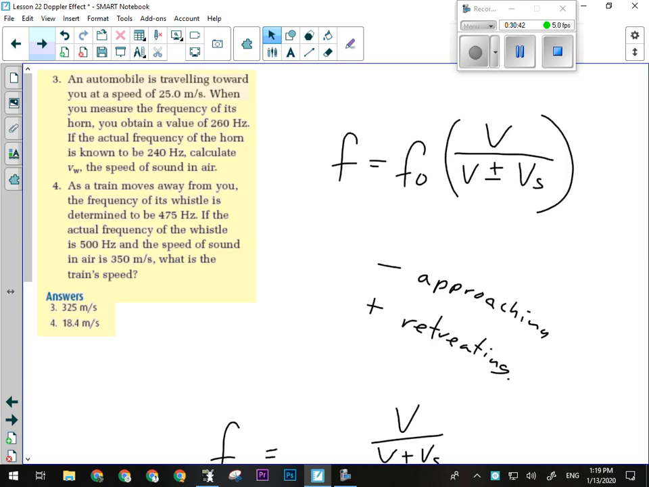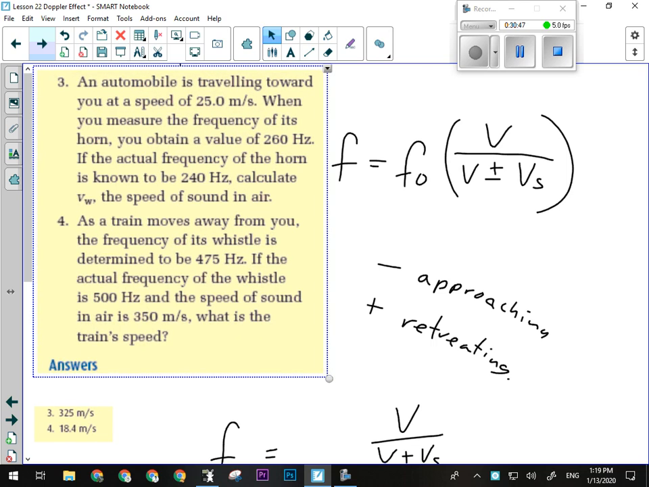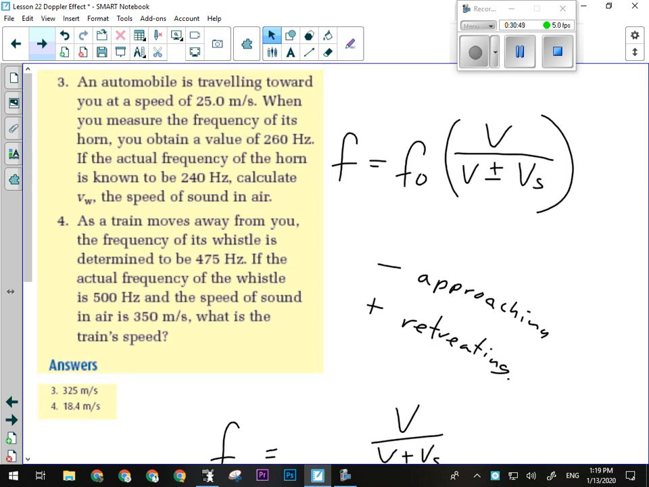Okay, I want you guys to try number 4. You don't have to do number 3 because number 3 is finding the speed of the waves, which you don't have to do. Okay, don't do number 3, but try number 4.